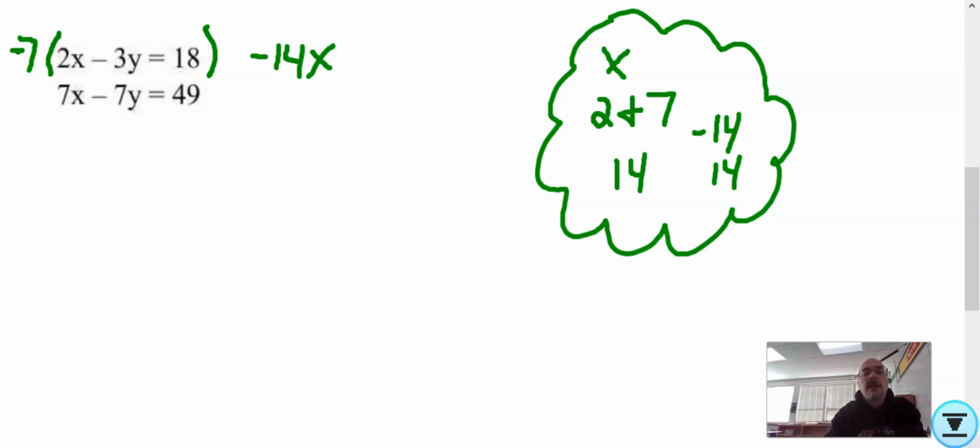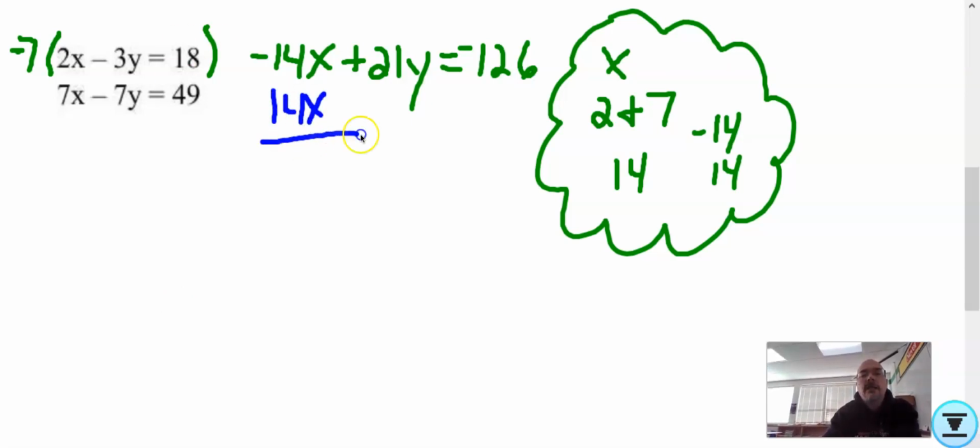Negative 7 times a minus 3y, that's going to be plus 21y equals, now I can't do 18 times 7 in my head, so I'm going to use my calculator. That's negative 7 times 18, so that's negative 126. Now I want this to be a positive 14x, so I've got to multiply the bottom by positive 2. That would be 14x minus 14y equals, 2 times 49, I can do that in my head. That's 98.